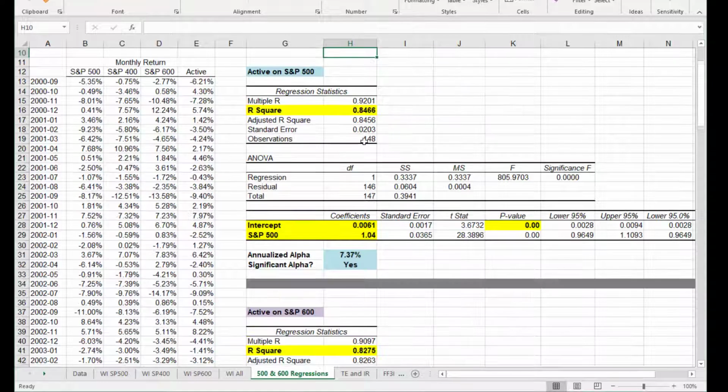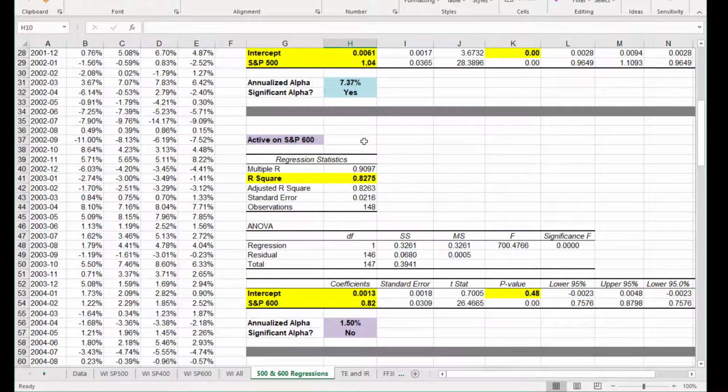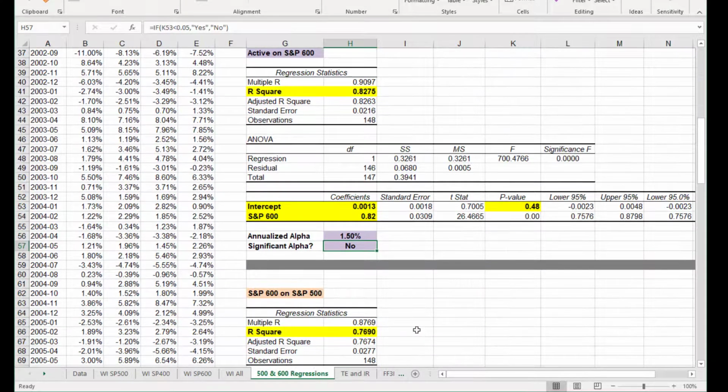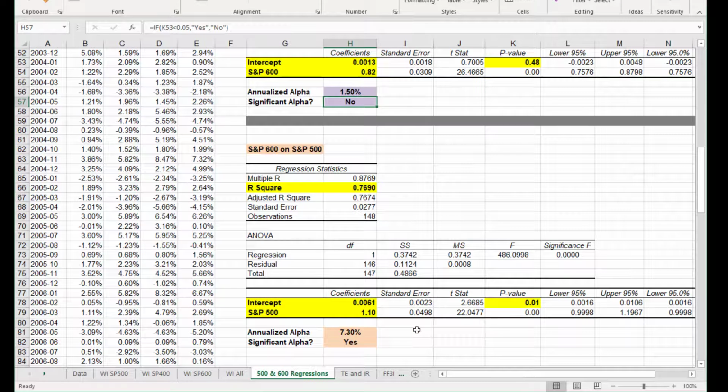Well, then I did it again on the S&P 600. And here I can see that the intercept is no longer statistically significantly different from zero. Instead of having a 7.37% annualized alpha, I have a 1.5% annualized alpha. And no, it's not statistically significantly different from zero. And just to, I don't know, annoy them a bit, I ran the S&P 600 on the S&P 500 and put everything in a table here.